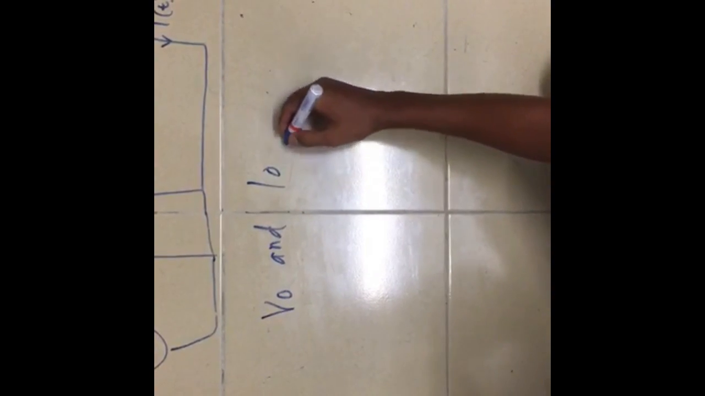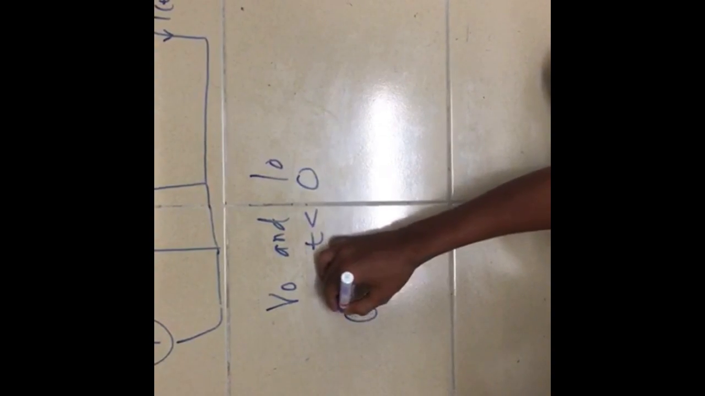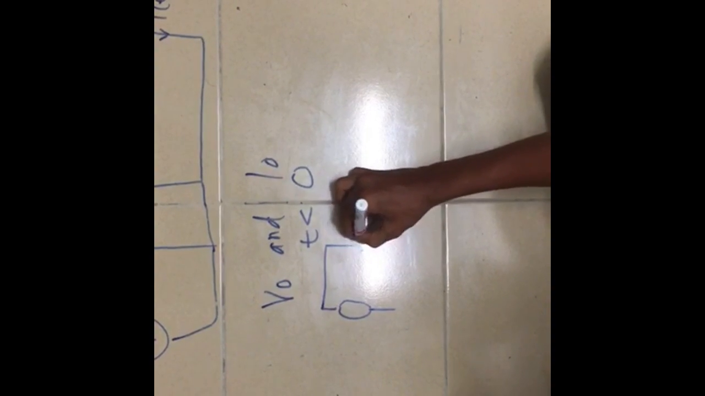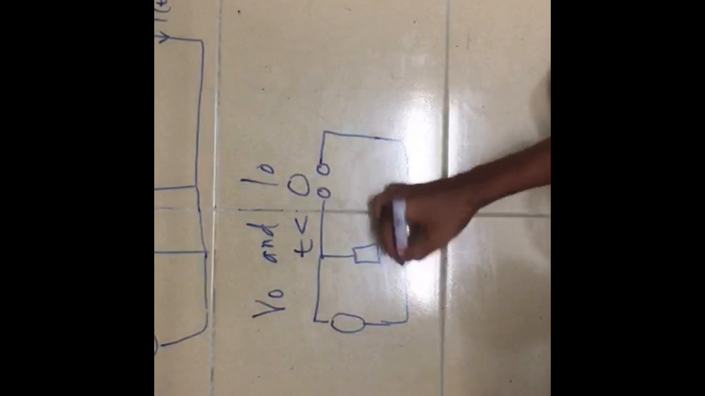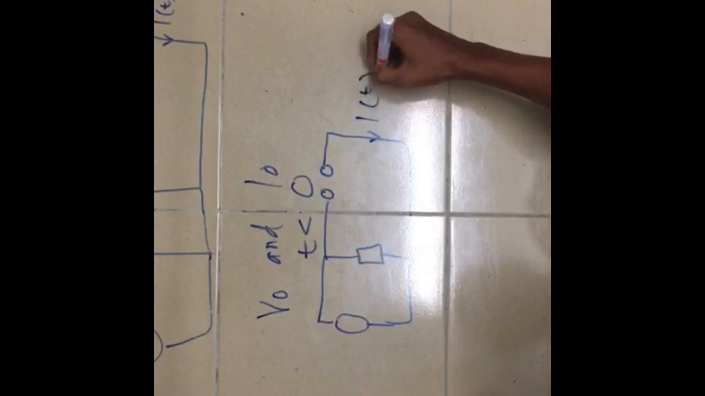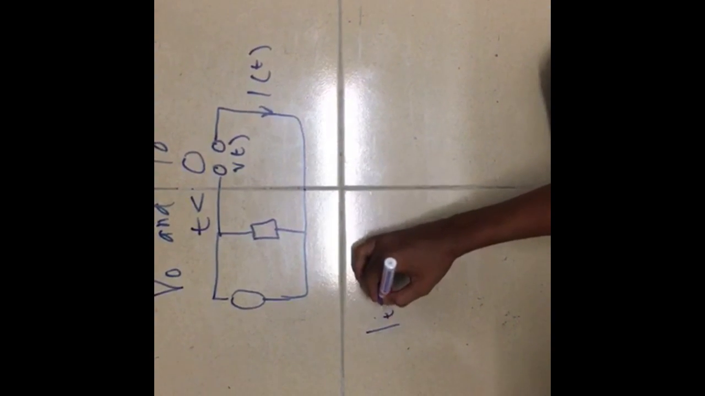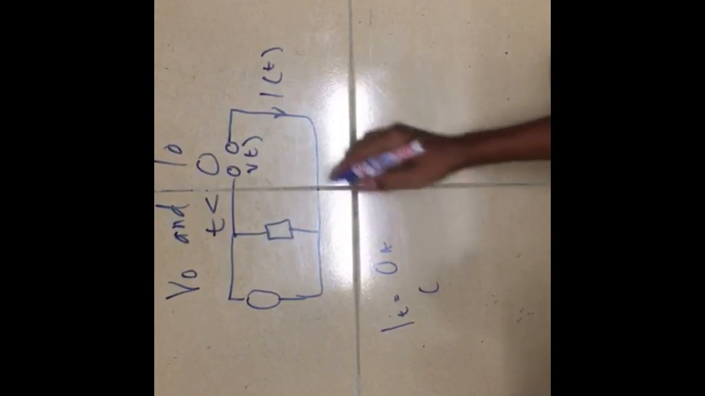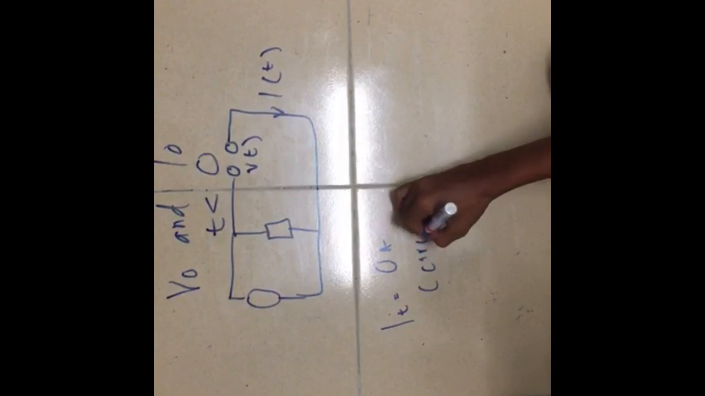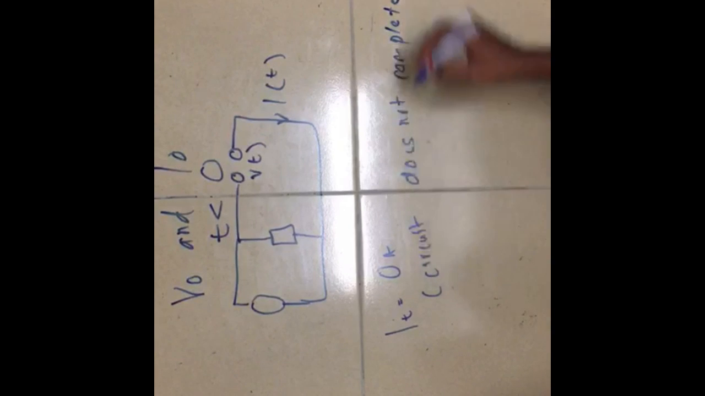Next we must find V0 and I0 based on the circuit at t less than 0, which becomes like this. This is the resistance. The capacitance will be open circuit and the inductance will be short circuit. So this is i(t), this is v(t). We know i(t) becomes 0 ampere because the circuit does not complete, so the current will be 0.